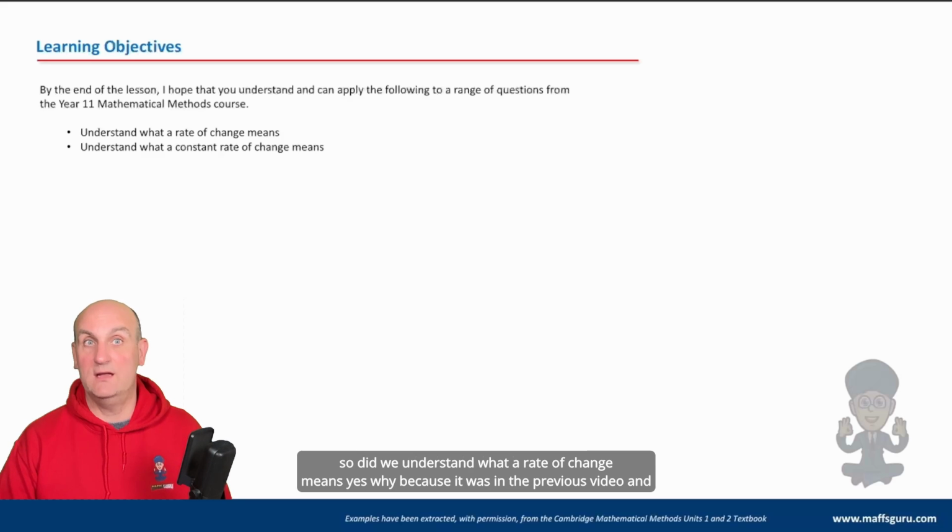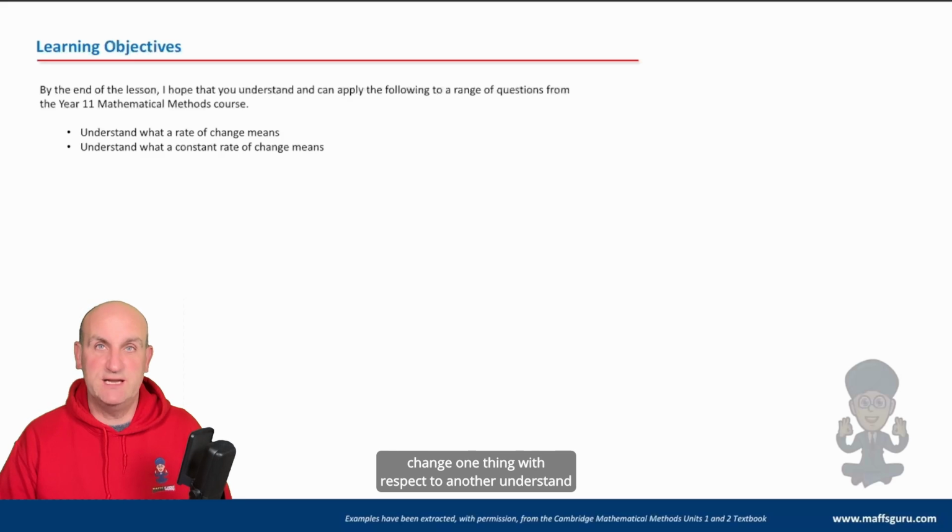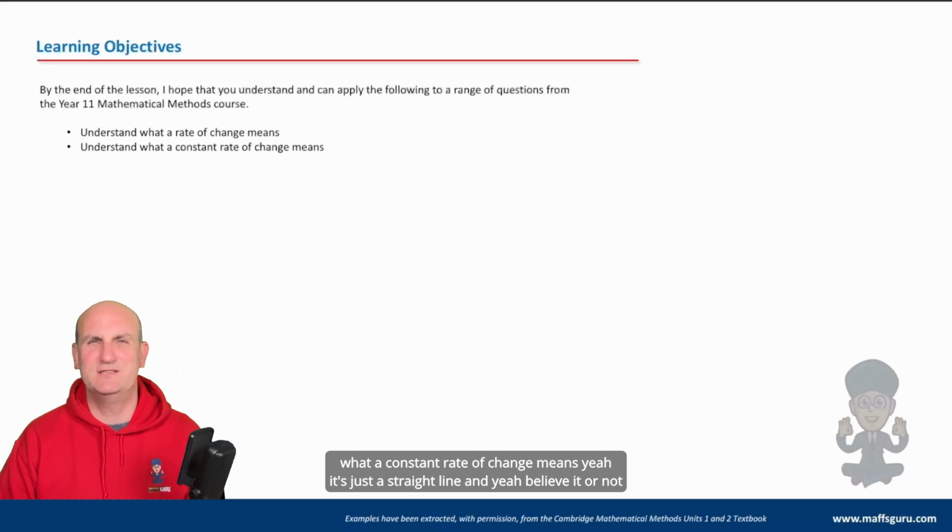All right. So did we understand what a rate of change means? Yes. Why? Because it was in the previous video and we sort of mentioned it here. That's really just a change of one thing with respect to another. Understand what a constant rate of change means. Yeah, it's just a straight line. And yeah, believe it or not, that's the end of the video.